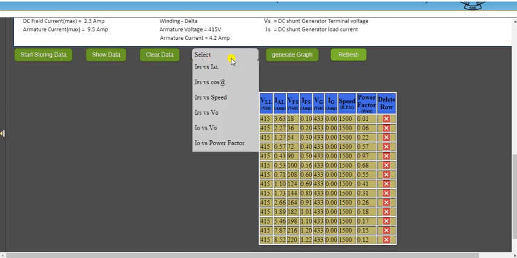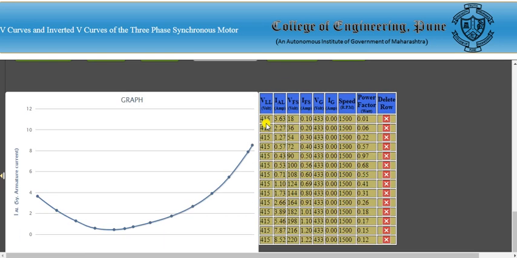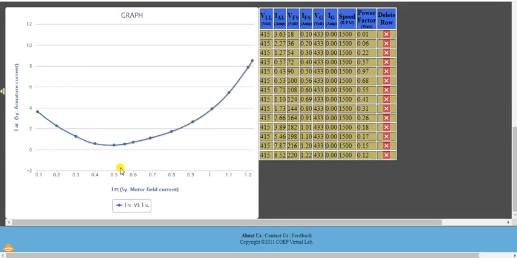Select, bring your pointer here, the first one, field current versus armature current. Then generate graph. You will see the synchronous motor field current on the x-axis and armature current on the y-axis. This graph comes like a V. It looks like a V curve at no load, because no load is connected at the generator shaft. So this is the V curve at no load.